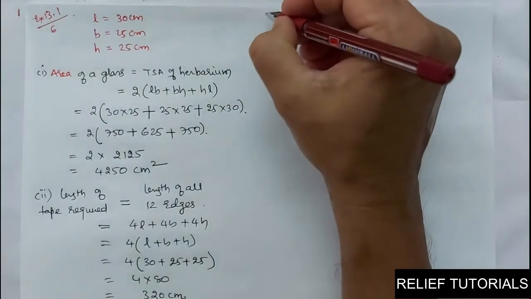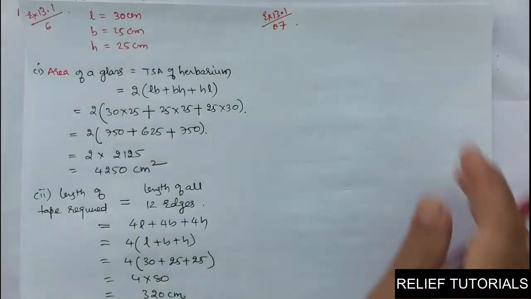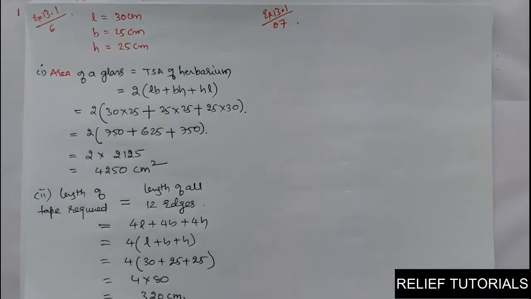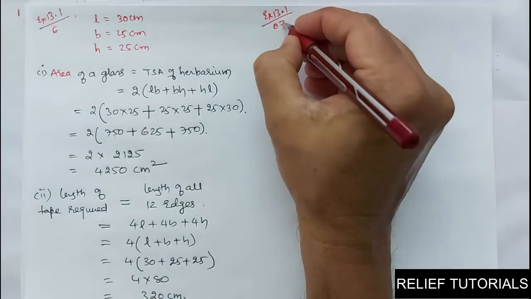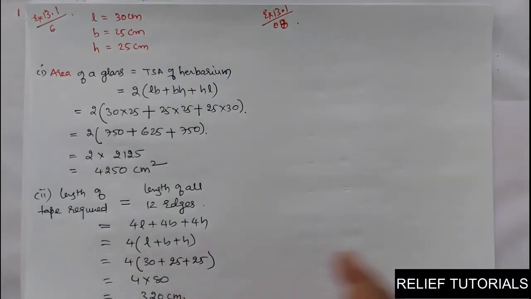Now question number 7, exercise 13.1. Read the question. What is the question? Shanti sweet stall. See, question number 8 first we will discuss, then we will discuss 7. It is a little bit lengthy, so we will do it on a fresh page.